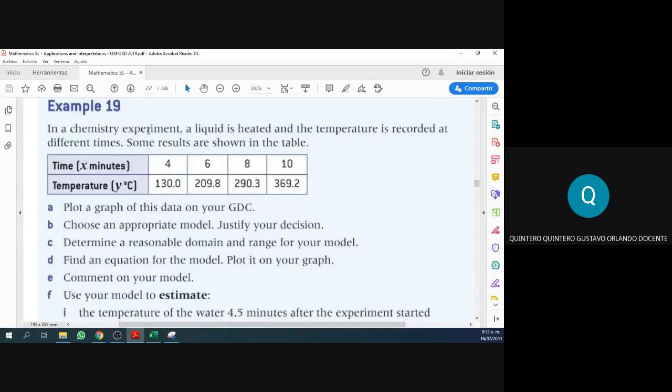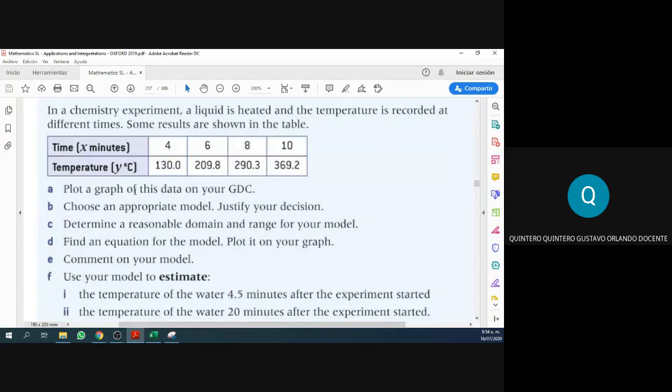Example number 19. In a chemistry experiment, a liquid is heated and the temperature is recorded at different times, right? So we are heating a liquid and then we are recording that temperature. And then we have this table. So at 4 minutes, the temperature is 130 centigrade degrees, right? And then at 6 minutes, we have 209.8 centigrade degrees. All right, we get the idea, right? This is our data. We have 4 points.